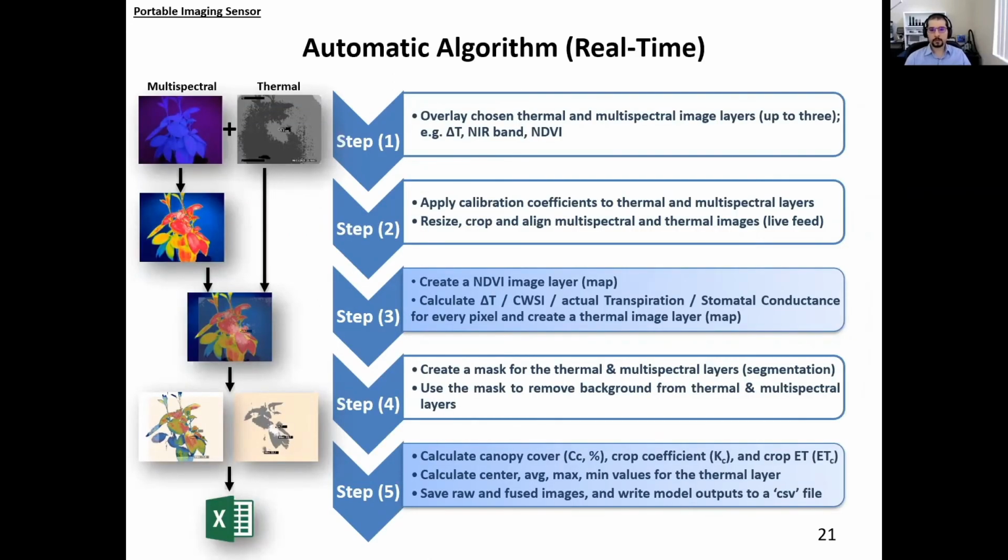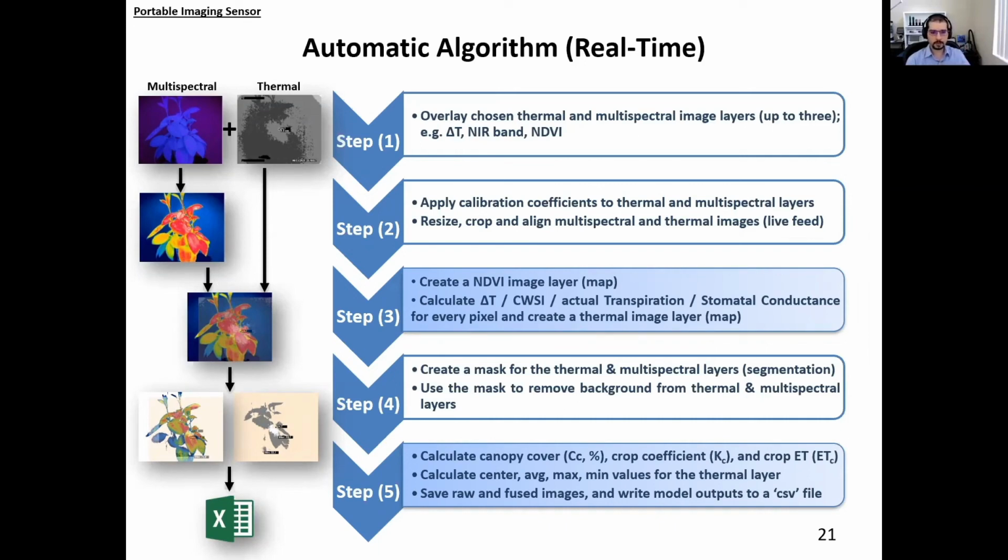So whenever the user captures an image or sets the imager for interval shooting, as I said, the imager runs the algorithm that you see on board to process the image and then writes the results to a CSV file.